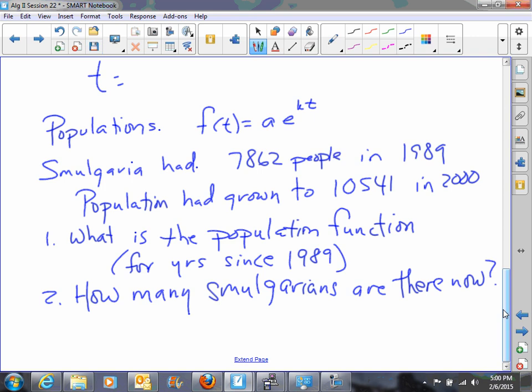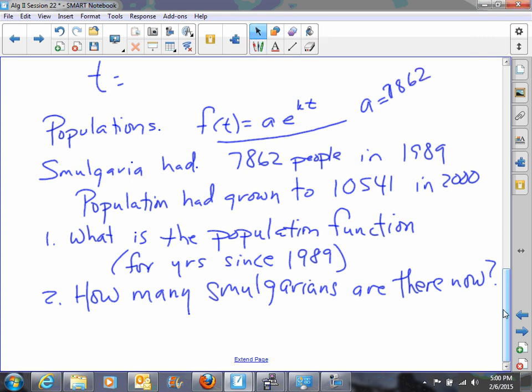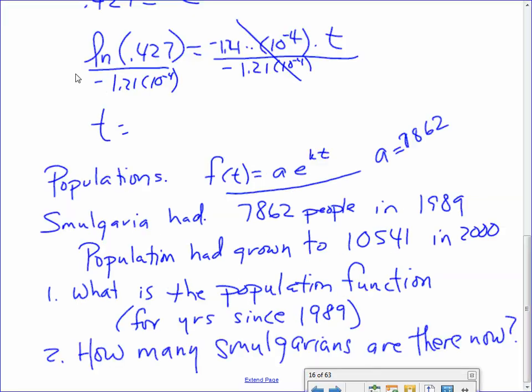So first of all, what we have to do is we know that in this function, A is going to be equal to the population in 1989. So A is going to be 7,862. But what we have to find is the K. So let's see if I can get full screen here. Is this working any better?